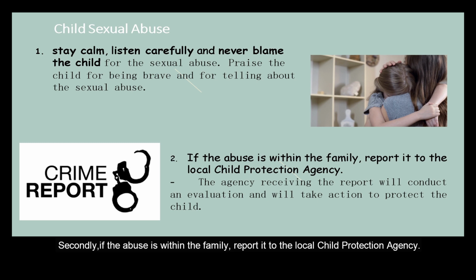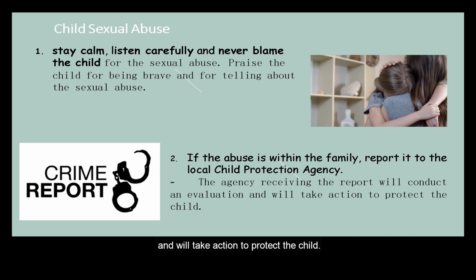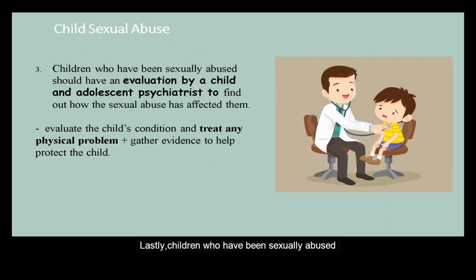Secondly, if the abuse is within the family, report it to the local child protection agency. The agency receiving the report will conduct an evaluation and will take action to protect the child. Lastly, children who have been sexually abused should have an evaluation by a child and adolescent psychiatrist to find out how the sexual abuse has affected them, evaluate the child's condition, and treat any physical problem as well as gather evidence to help protect the child.